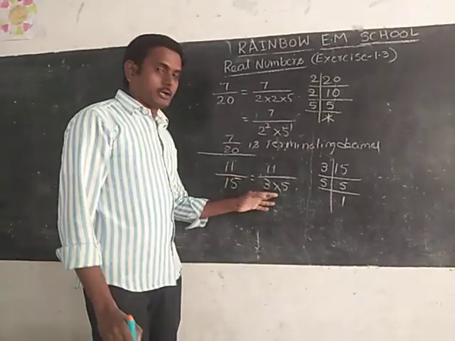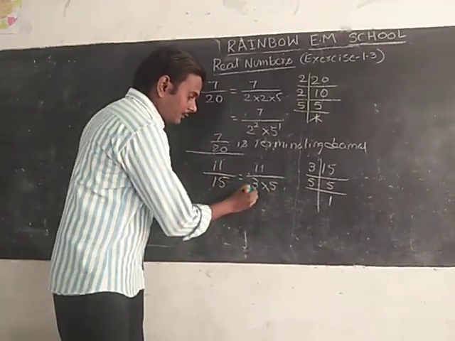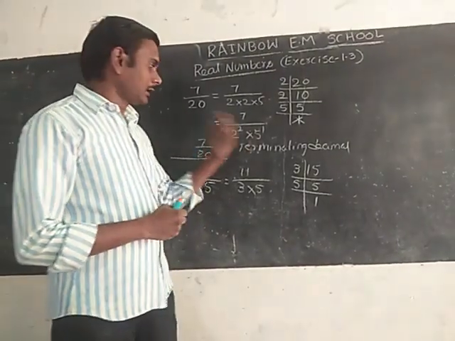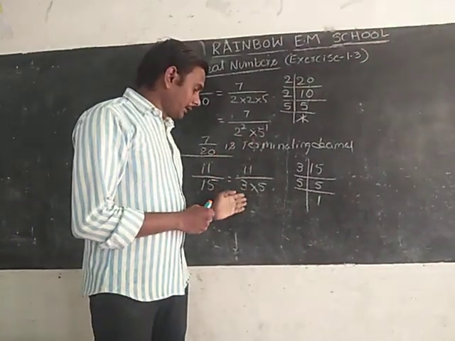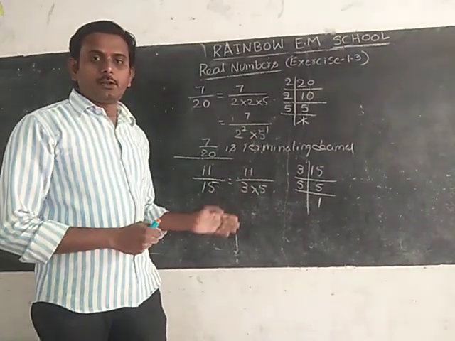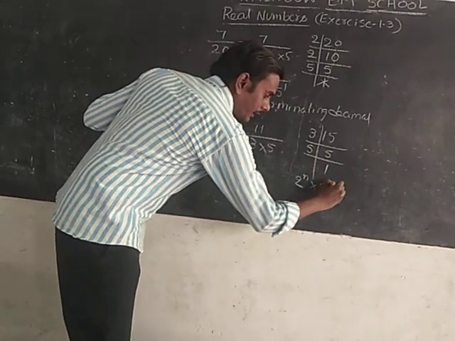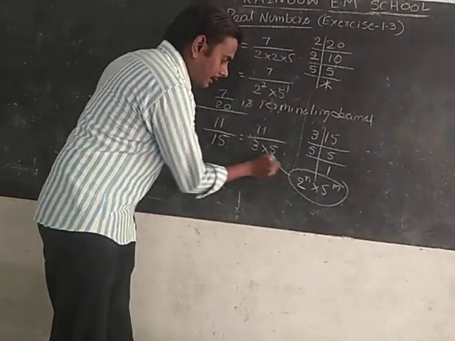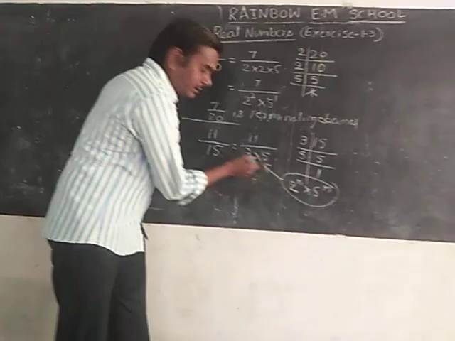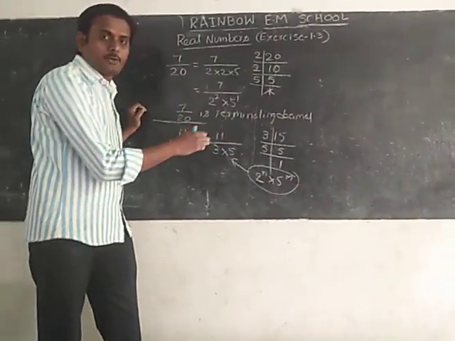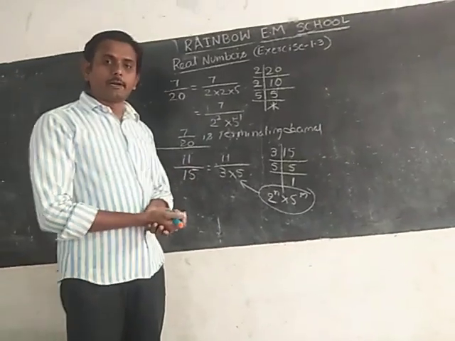If you observe here, the denominator is in the form of 3 power 1, 5 power 1. Already we know that when we say terminating decimal, the prime factorization of the denominator should be in the form of 2 power m, 5 power n. But here 5 is there, but 2 is not there. If a number other than 2 or 5 is there, then that gives the non-terminating decimal.